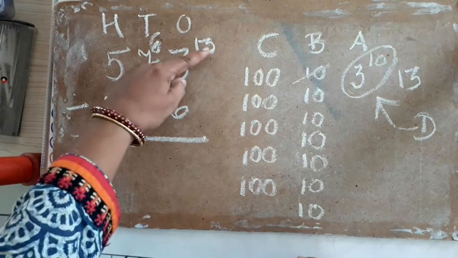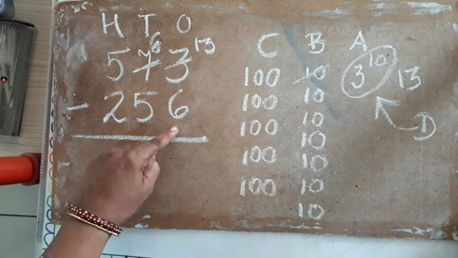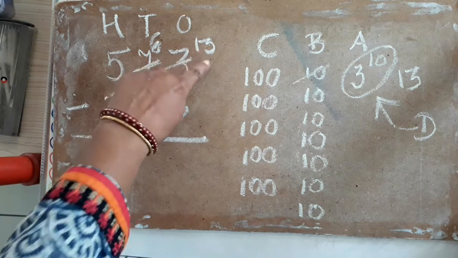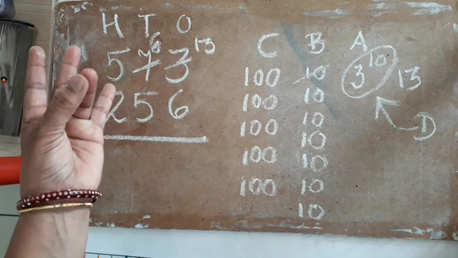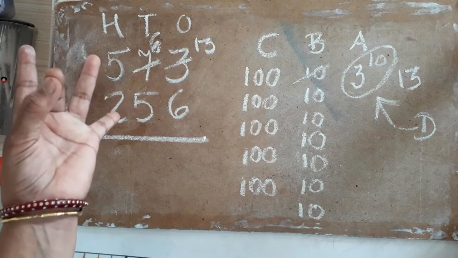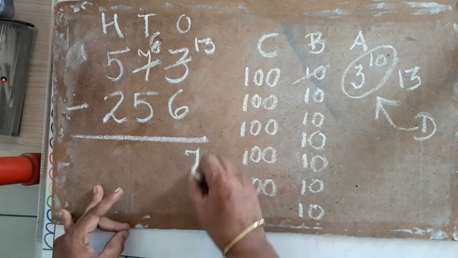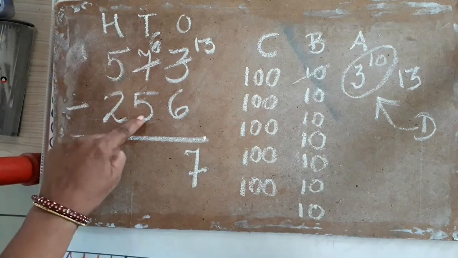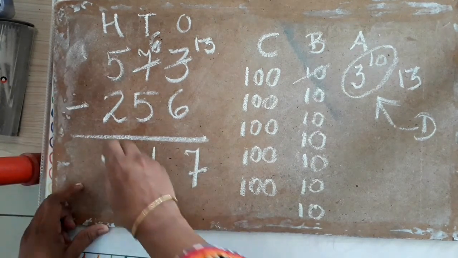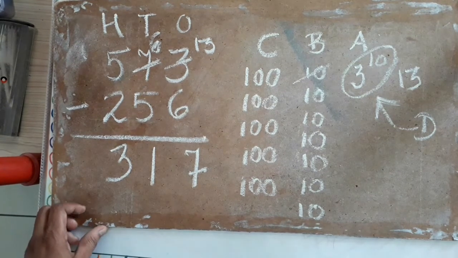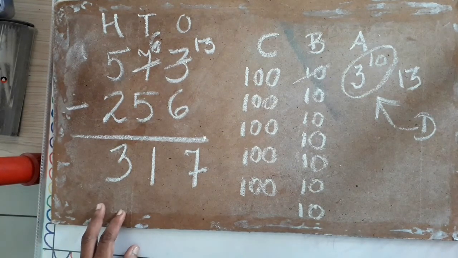So now 13 minus 6, that is, count after 6, reach up to 13. 7, 8, 9, 10, 11, 12 and 13. So this becomes 7. Now 6 minus 5, that is 1, and 5 minus 2, that is 3. So your answer is 317.